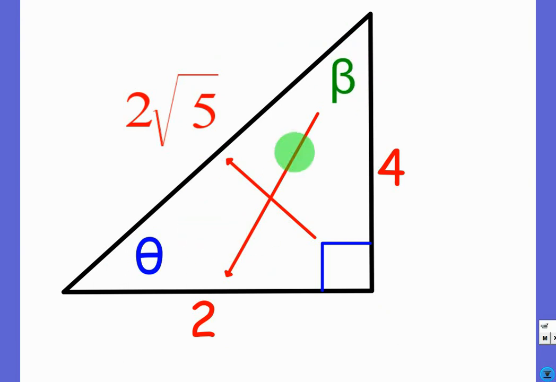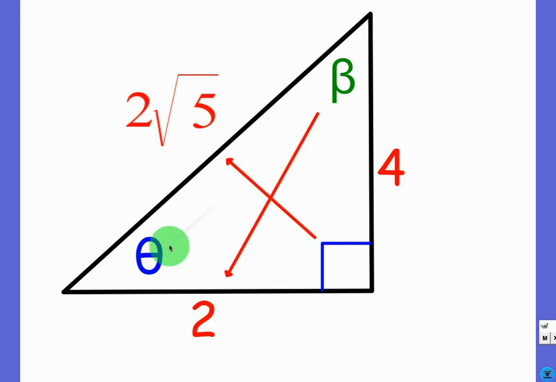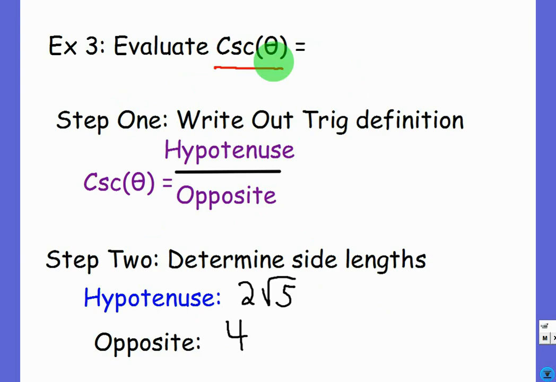All right, so let's do some examples with theta and beta. Let's do cosecant of theta. First off, you need to know that cosecant is h over o, or hypotenuse over opposite. Now we need to go to the angle theta. So theta is right here. Everybody see this is the hypotenuse? And this is the opposite side. So it's going to be 2 radical 5 over 4. Here's my hypotenuse. Here's my opposite side. That's step 2. Step 3 is to plug it into the ratio.